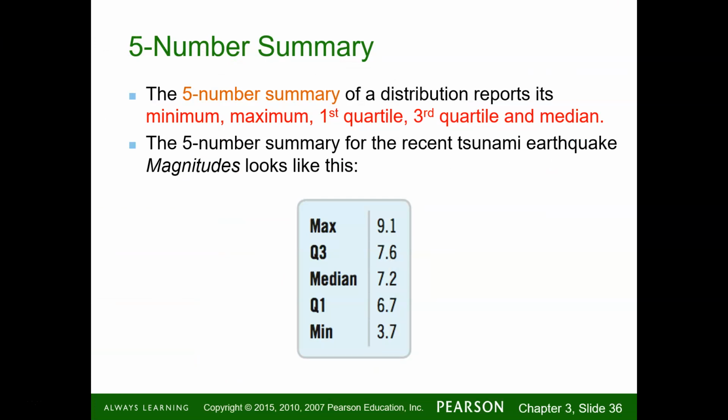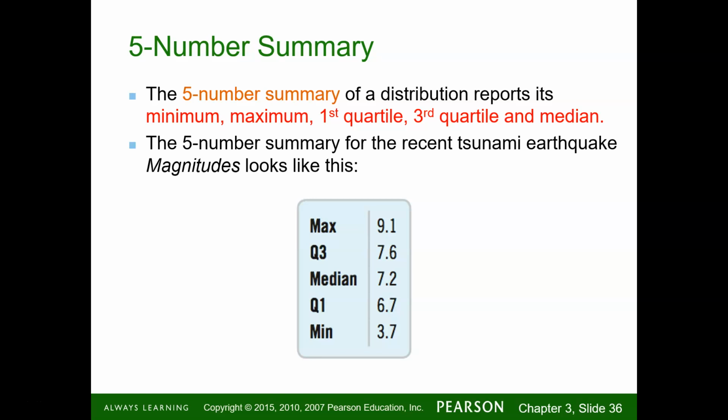All right, the 5-number summary of a distribution reports its minimum, its maximum, the first quartile, the third quartile, and the median. So it's telling you all the points in the graph, like the very beginning, the lowest point, and then the first 25%, and then the middle 50%, which is the median.